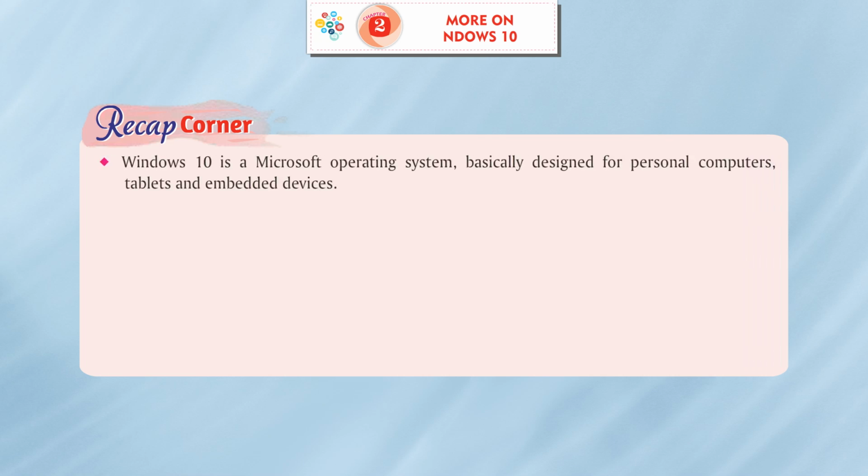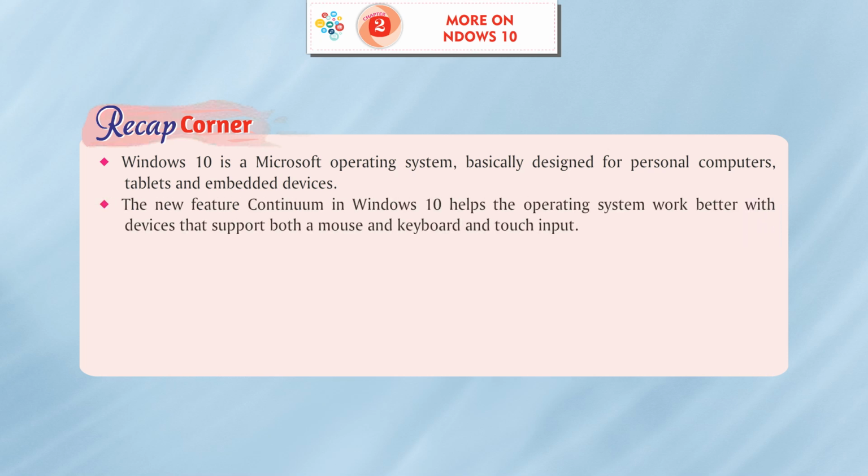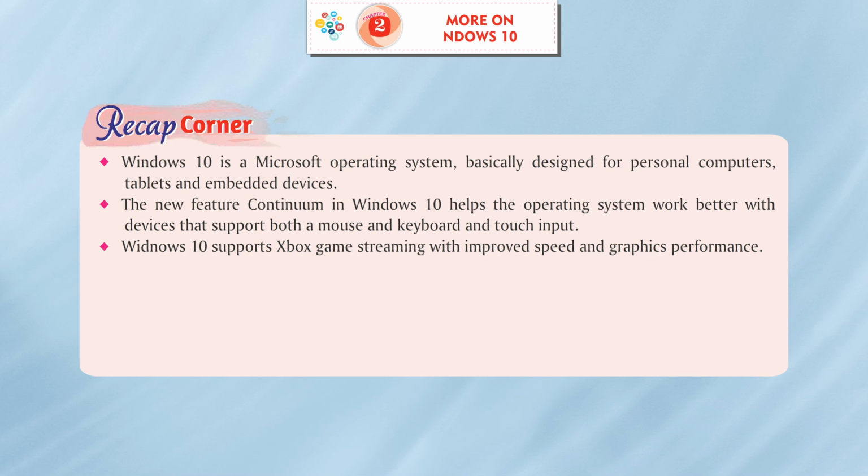Recap corner. Windows 10 is a Microsoft operating system basically designed for personal computers, tablets, and embedded devices. The new feature Continuum in Windows 10 helps the operating system work better with devices that support both mouse and keyboard and touch input. Windows 10 supports Xbox game streaming with improved speed and graphics performance.